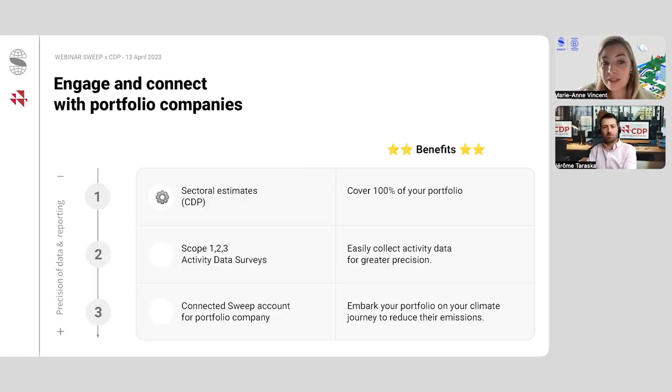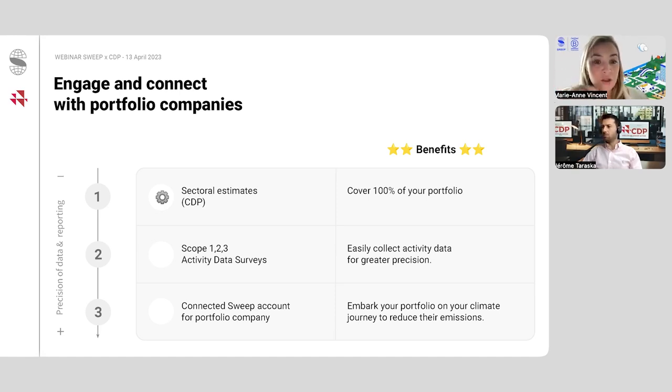That's why we developed SWIP, because it was no longer easy to limit the data to estimates or to work on Excel, especially if you wanted to spend more time on the reduction. The objective of SWIP for Finance was to have a very flexible tool that addresses all levels of maturity within the portfolio and all levels of data availability, and gives you a lot of transparency across your portfolio about how the emissions have been calculated and how you can trust this data at your fund level.